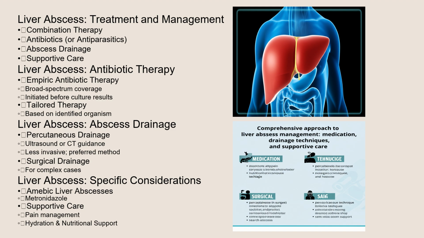Treatment and management of liver abscesses typically involve a combination of antibiotics or antiparasitic medications and drainage of the abscess. Empiric antibiotic therapy, covering a broad range of potential bacterial pathogens, is usually initiated before culture results are available. Once the causative organism is identified, antibiotic therapy can be tailored accordingly. Drainage of the abscess can be achieved through percutaneous drainage, guided by ultrasound or CT scan, or through surgical drainage in more complex cases. Percutaneous drainage is generally preferred as it is less invasive.